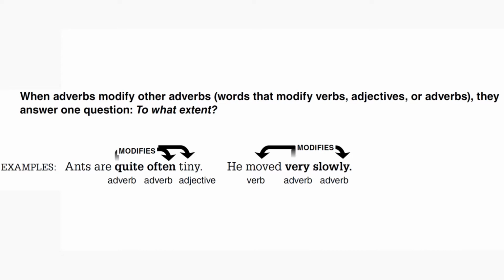So we have quite, an adverb modifying another adverb, that is often, and often is an adverb that is modifying the adjective tiny. And then we have, he moved very slowly. So very is modifying slowly, that is another adverb. So those are two examples of adverbs that modify other adverbs.